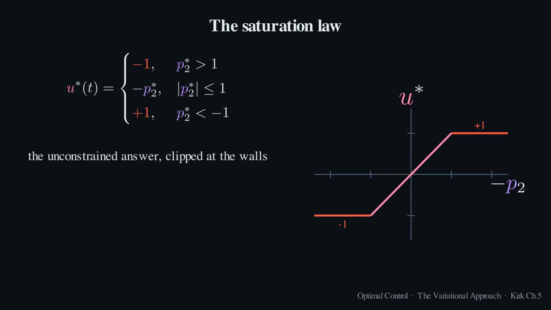The result is the saturation law. Use minus p2 when it fits and clip it to plus or -1 when it doesn't. The unconstrained answer clipped at the walls.